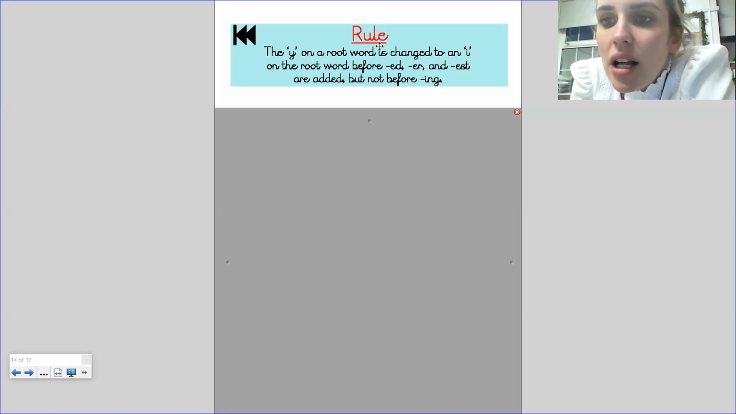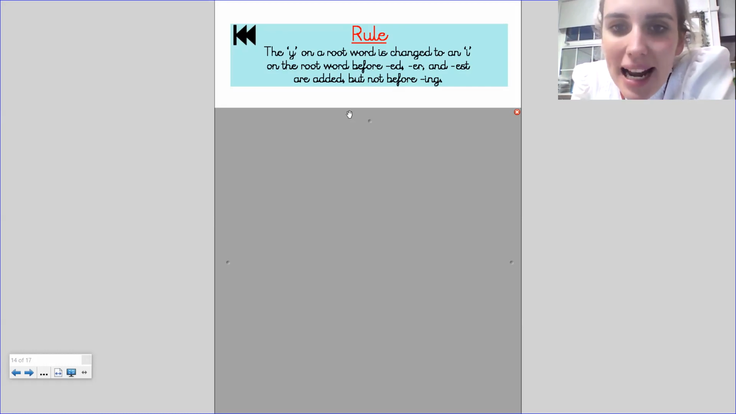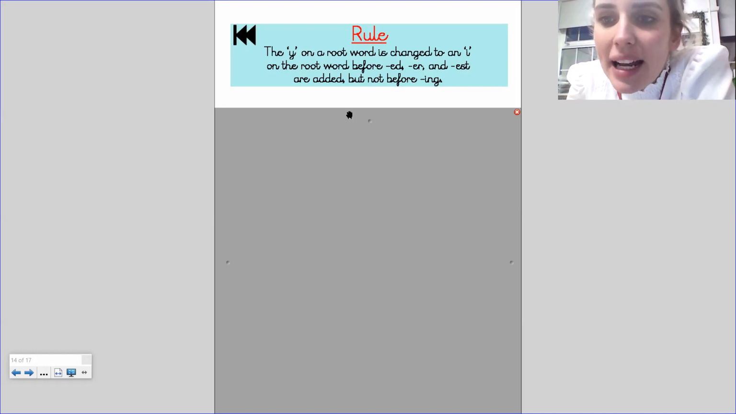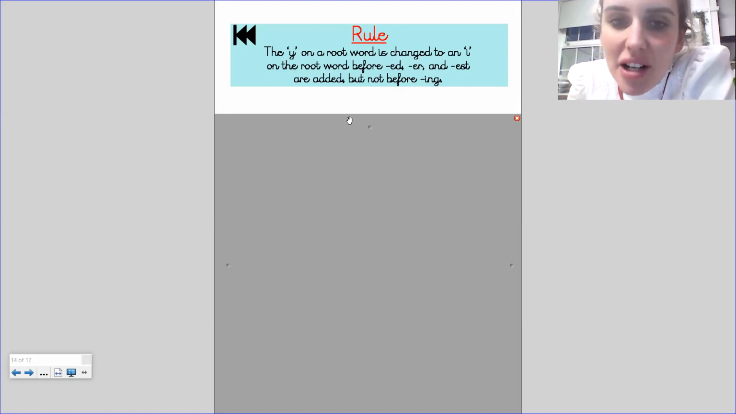So we are learning to add the suffixes ed, er, est and ing to root words that end in y. If we are adding ed, er and est, we change our y to an i, well done, before adding the suffix. But if we're adding on ing, we do not need to change that y. We just add on our suffix. So we're going to now look at some spellings and think about what is the correct way to spell the new word when the suffix is added on.